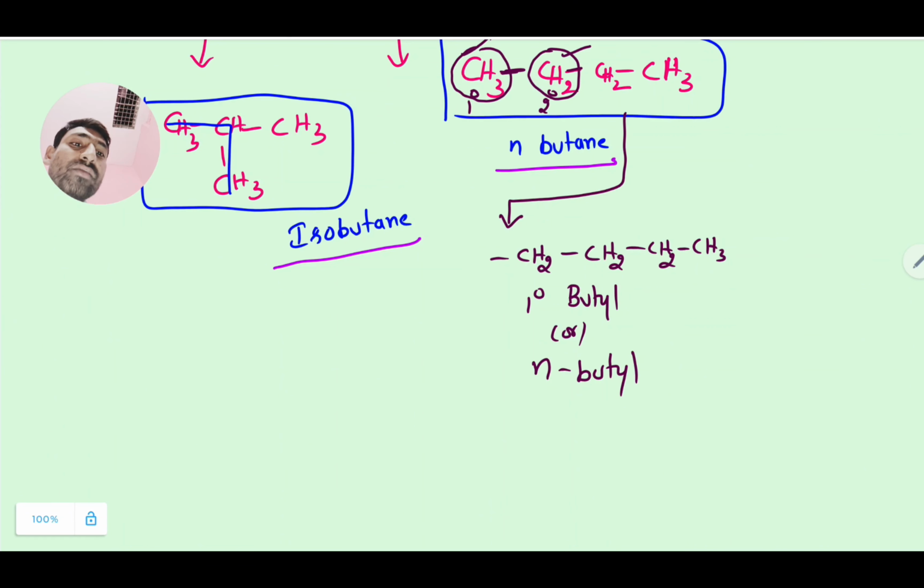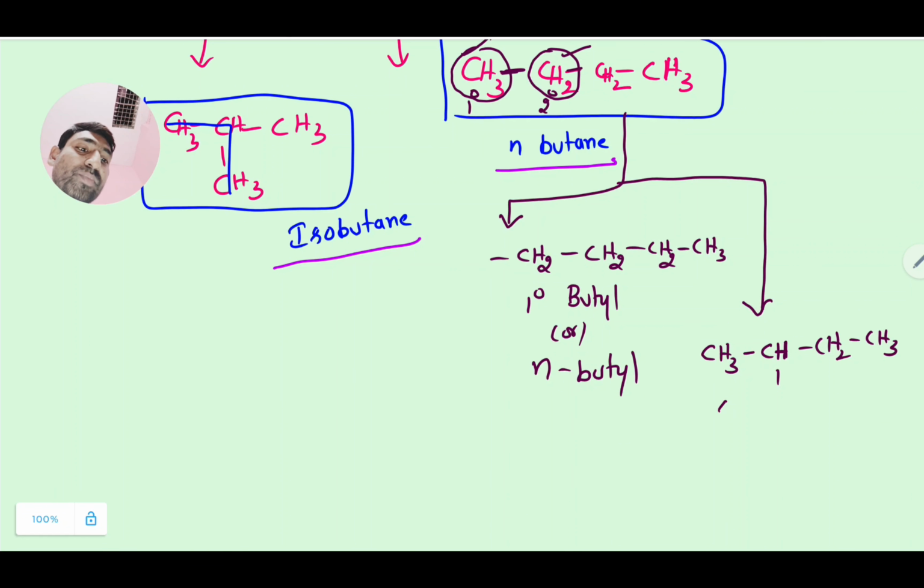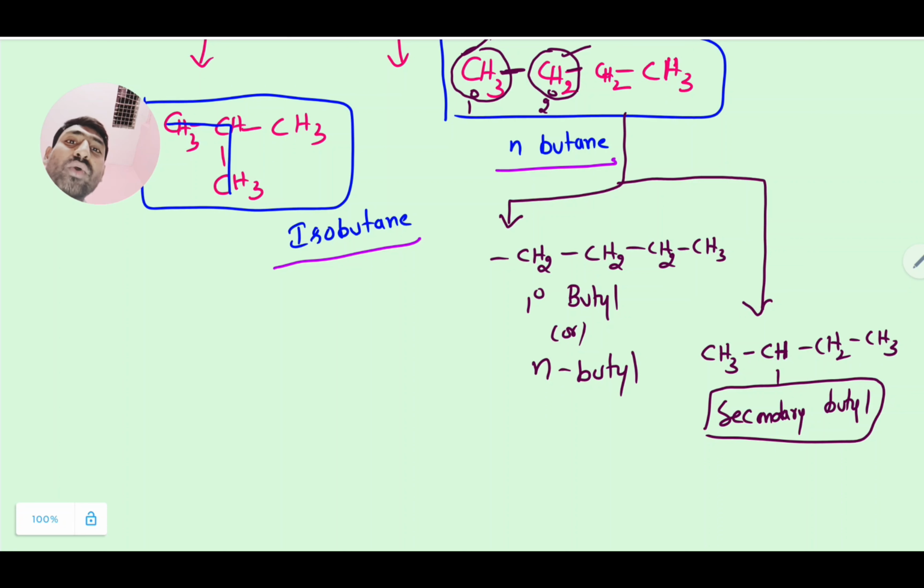N-butyl. Or if you remove hydrogen from the secondary carbon atom, then you will get CH3 bond CH, and then CH2 CH3. So this is simply called secondary butyl, because we removed 1 hydrogen from the secondary carbon of butane. That's why we get secondary butyl.